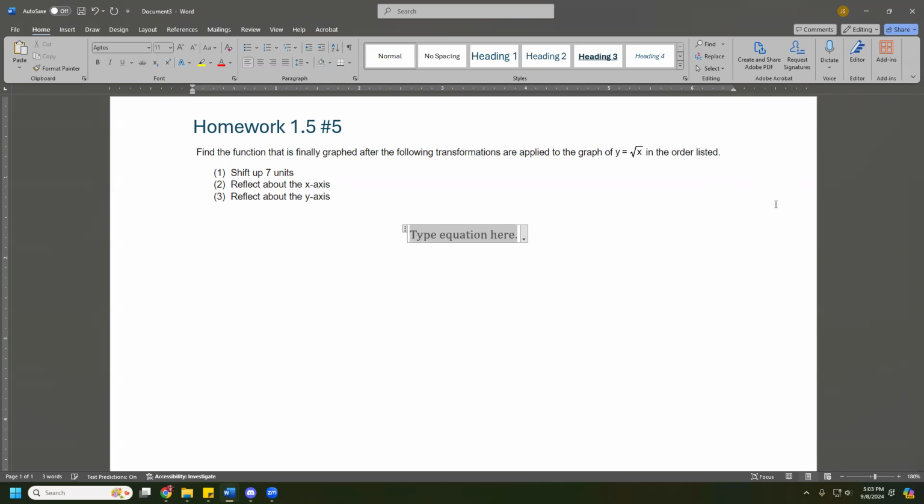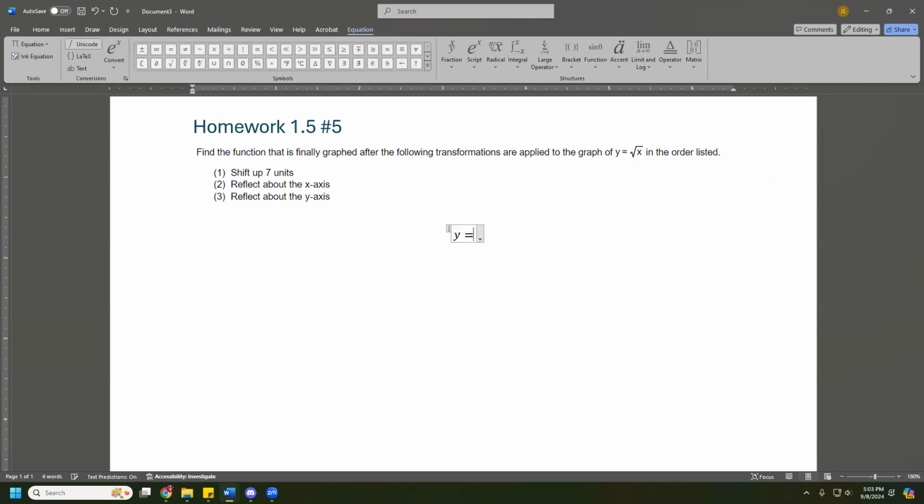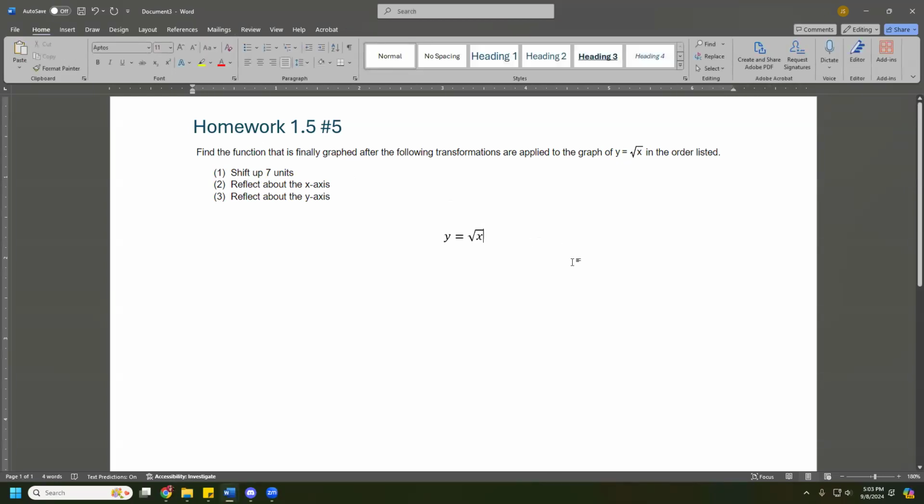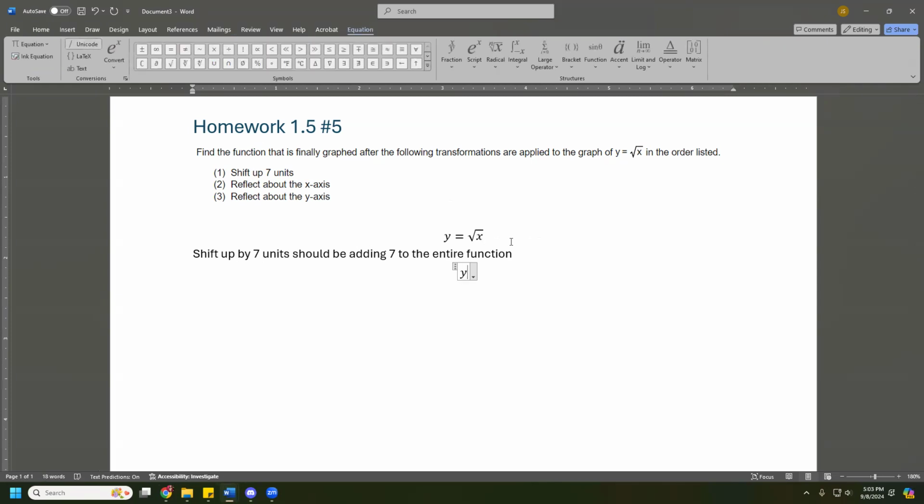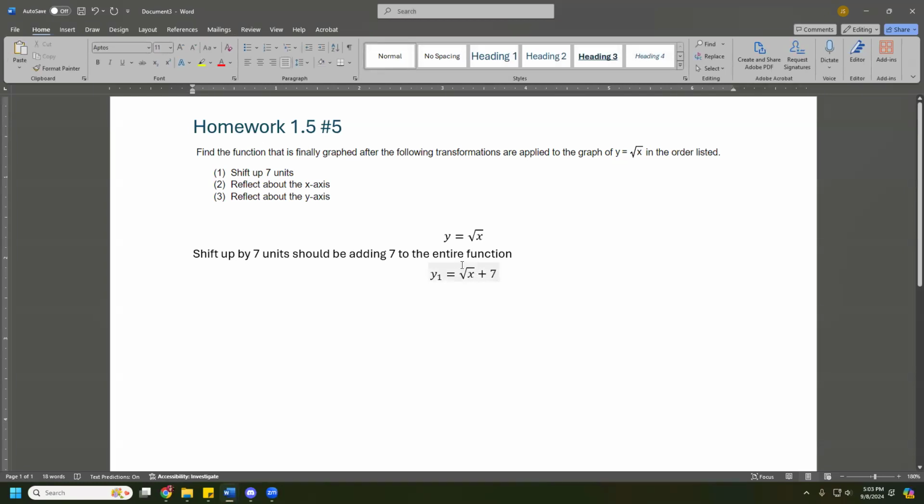So the first thing that we're going to do is start with our parent function, y equals square root of x. Now, we want to ask ourselves, how do I make a shift up by 7 units? Feel free to reference the table if you're not sure, but a shift up by 7 units should be adding 7 to the entire function. So what that looks like in practice, I'm going to call this y1, just because this is going to be the new function after I've done this one time. So this is my first new function. Boom. This should lift up my entire function up by 7 units.